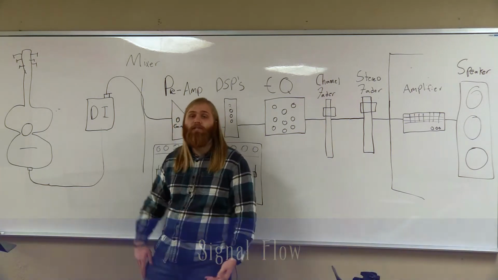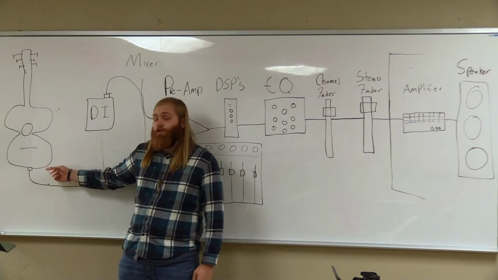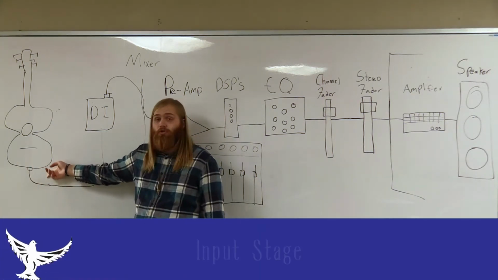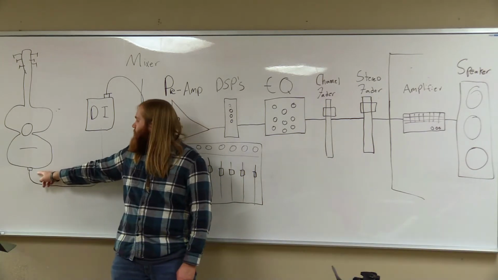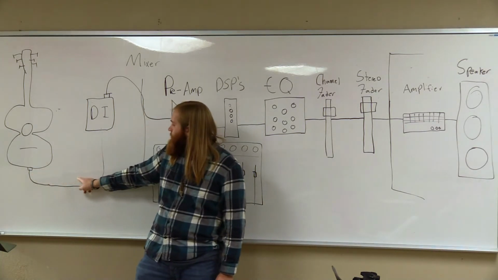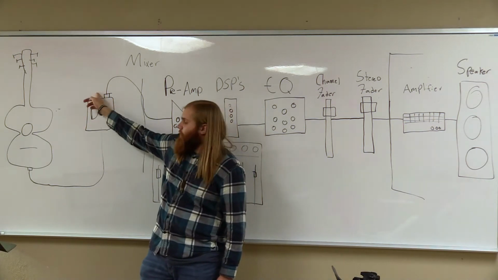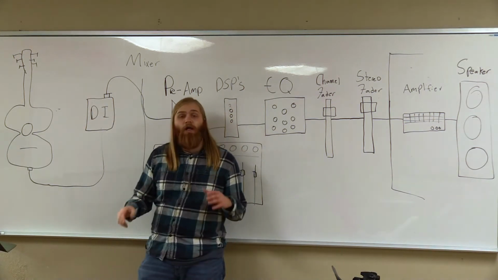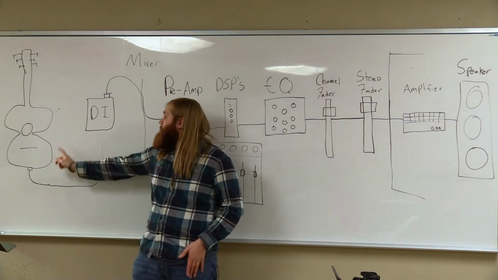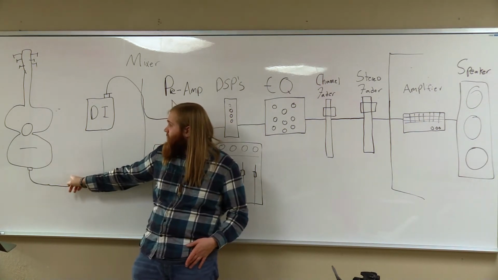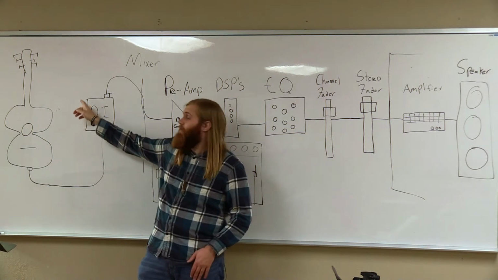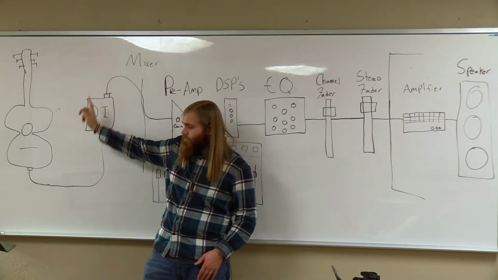So in the very beginning, it starts with an instrument or your source. So in this case, I have an acoustic guitar, which is then plugged into a 1/4-inch cable, which leads up to a DI, to an XLR cable. So right now, that is our source. It's going from the instrument to a line cable, to a DI, to a mic cable.